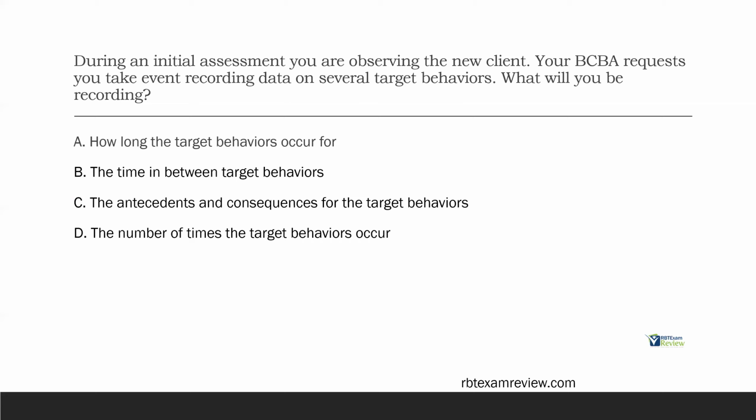Well, how long the target behaviors occur, A, is duration, okay? Event recording is not duration. The time in between target behaviors, okay, is IRT. Event recording is not IRT. The antecedents and consequences for target behaviors is ABC data. Event recording is not ABC data. The number of times the target behaviors occur is frequency, which is event recording. So event recording just means frequency, how many times the behavior occurred.